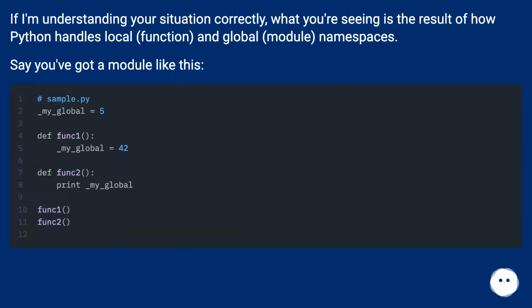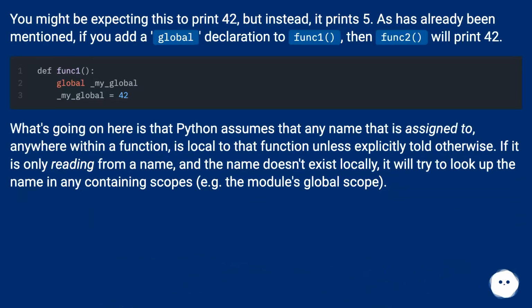If I'm understanding your situation correctly, what you're seeing is the result of how Python handles local (function) and global (module) namespaces. Say you've got a module like this. You might be expecting this to print 42, but instead, it prints 5. As has already been mentioned, if you add a global declaration to func1, then func2 will print 42.